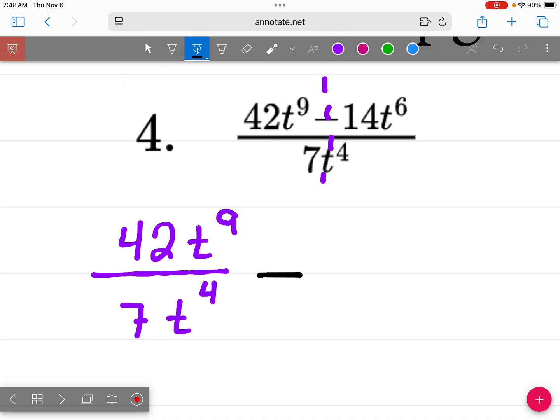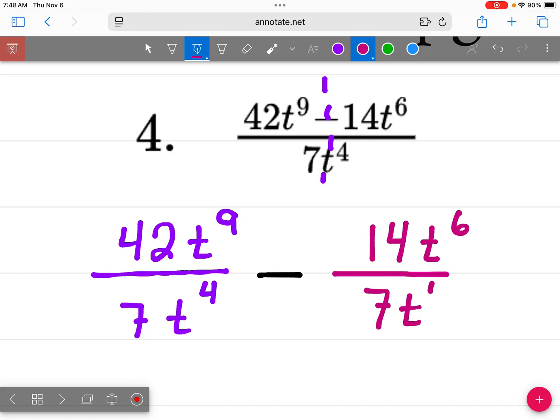And then we have our second fraction that's going to have our 14 t to the 6th over 7 t to the 4th.